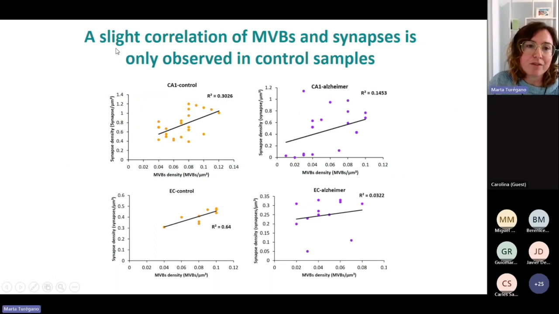We have observed too a slight correlation of MVBs and synapses, both in mice and in humans. As you can see here, we have a correlation of 0.3 and 0.6 in the control samples in both regions, and this correlation is lost in Alzheimer samples, with 0.1 and 0.0. This is a difference that we have found.